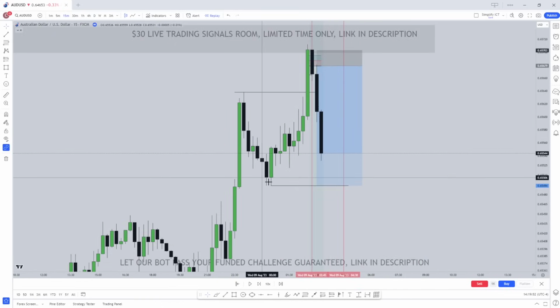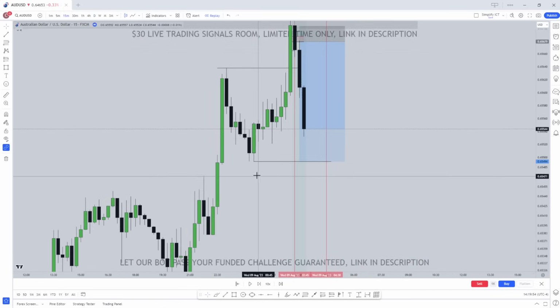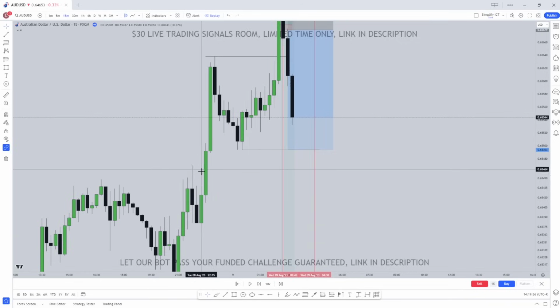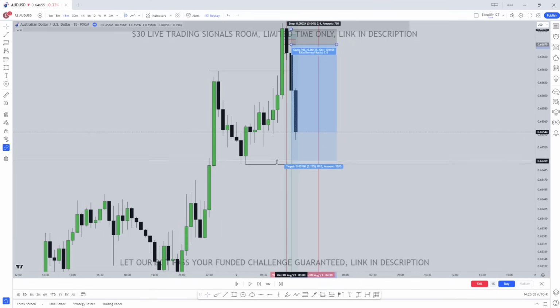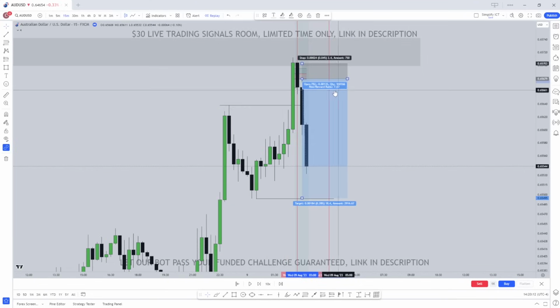And as you can see, that's our main draw on liquidity. And bear in mind, we do have this imbalance right here with this order block. So I would be cautious of this area if you are taking profits after this liquidity level right here. As you can see, this gives you around a 1 to 7.6 risk to reward ratio. So just over a 1 to 7.5.